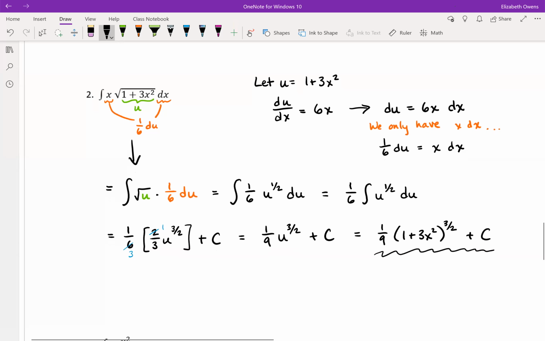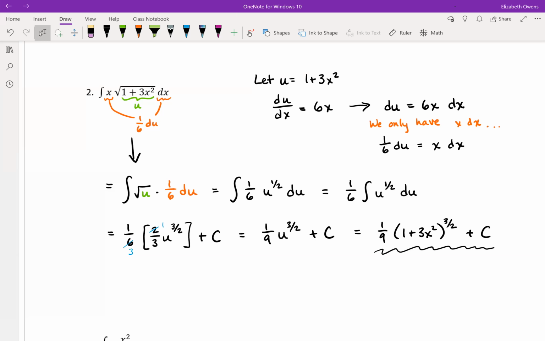You could write that in some other forms, certainly, but this is the basic form of our answer for this. All right, so there we go.